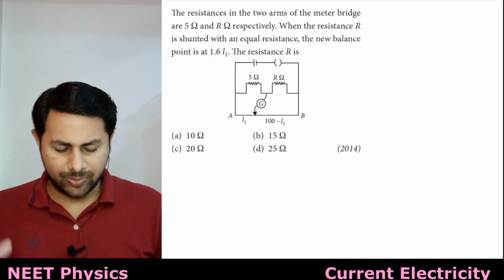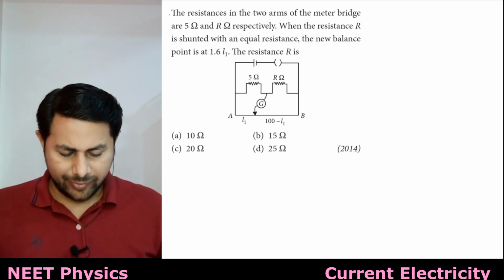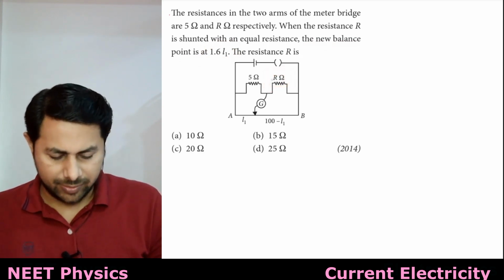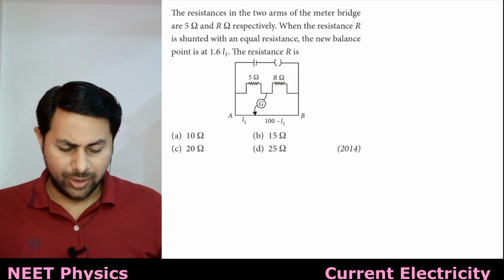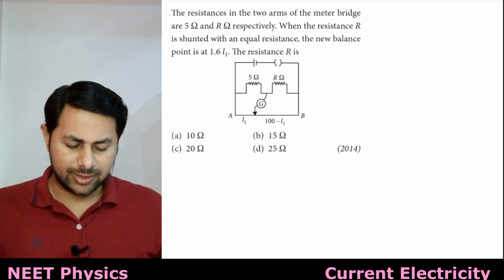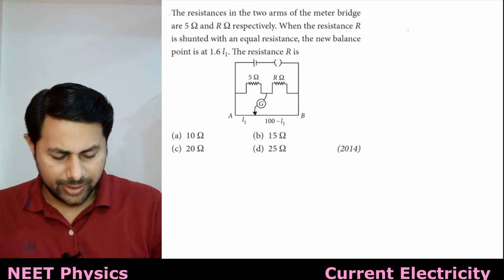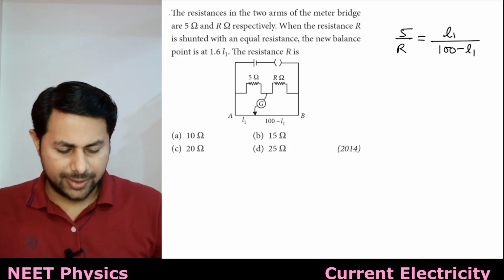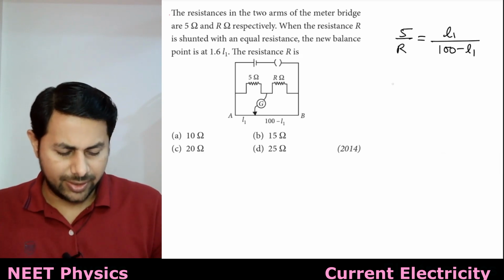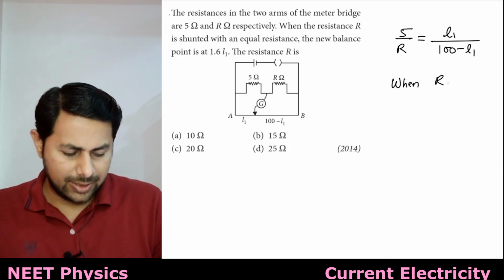So first the balance point is L1. Then when you shunt this resistance, means you connect another resistance in parallel, then the balance point becomes 1.6 L1. What is the resistance R? So this is simple. In the first case you have 5 by R equals L1 divided by 100 minus L1. And in the next case, when R is shunted, means another R is connected in parallel.